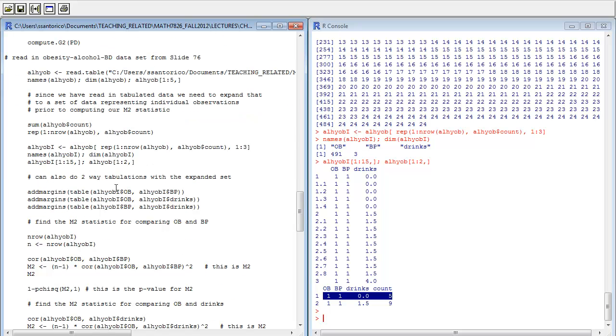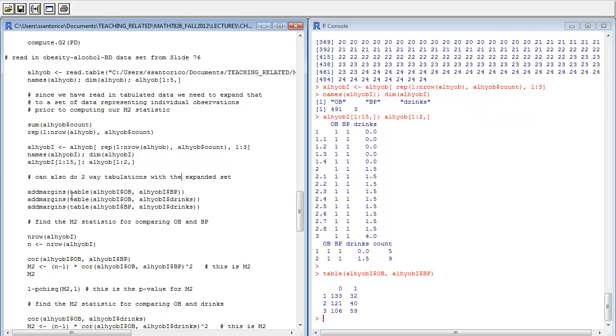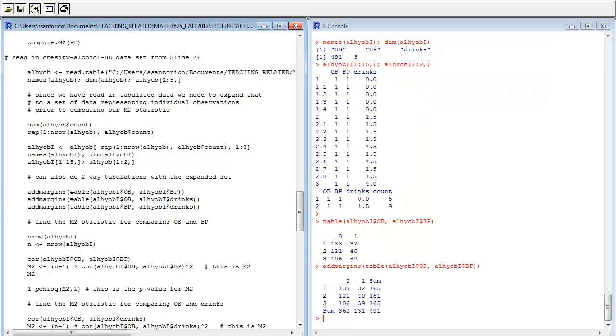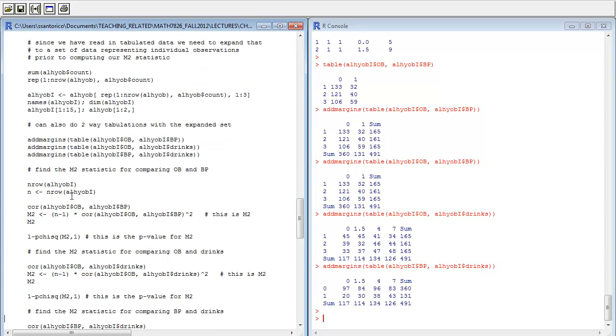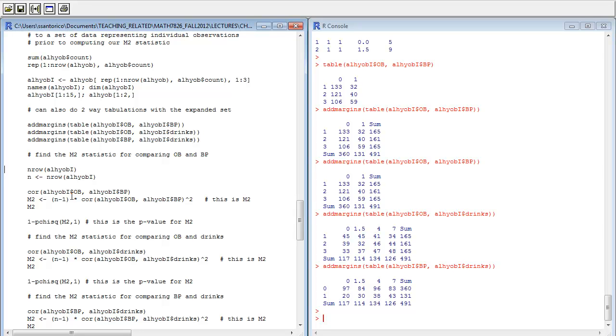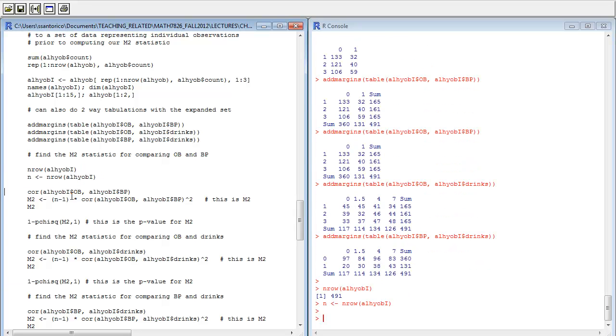So tabulations. If I want to go through and do my 2x2 tabulations, if you want to piece this apart, inside I did a table for obesity by blood pressure. And then on the outside, I added margins to it, right? So this is getting me my 3 different 2x2 tables. So you can play around with those if you want to look at how many counts you have. What else did I do? So here I checked the number of rows in my individual data set, 491, so that's correct. And then I saved it, so that's my sample size count.